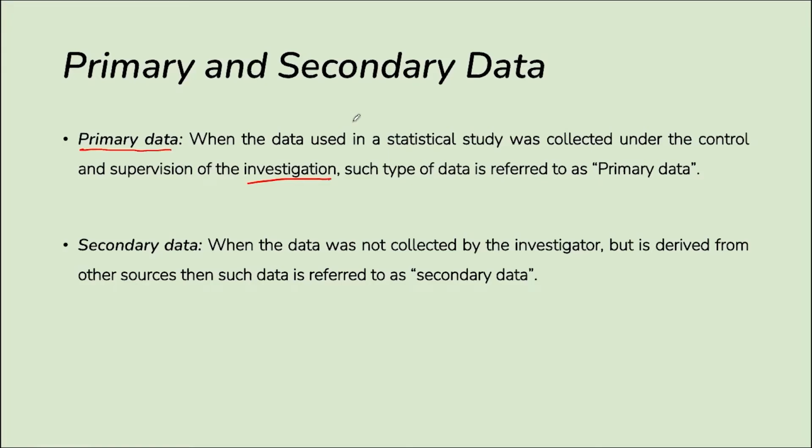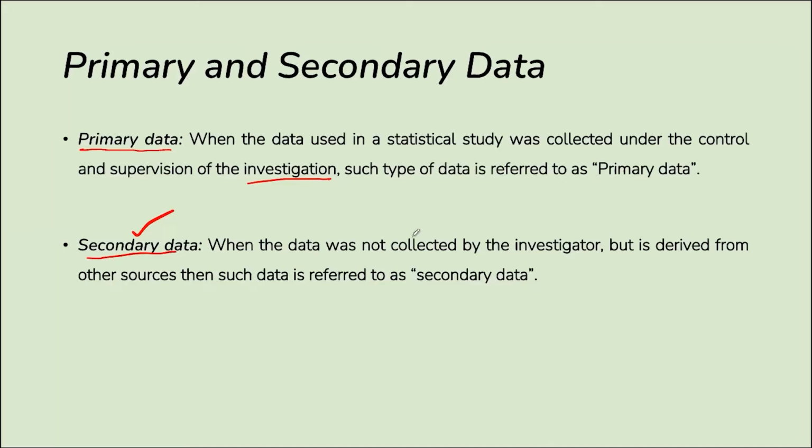Okay, so this is known as primary data. This is under the control and supervision of the investigator. But what happens when the data is not collected directly? It is collected from some other sources, for example, from some websites or other internet sources which provide data, or some organization gives the data. So that is known as secondary data.